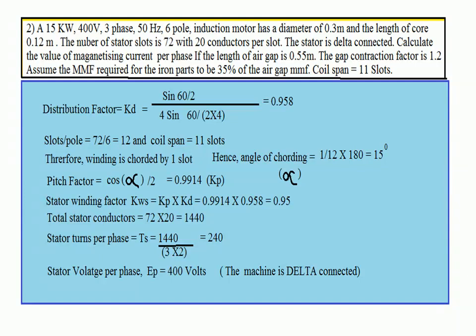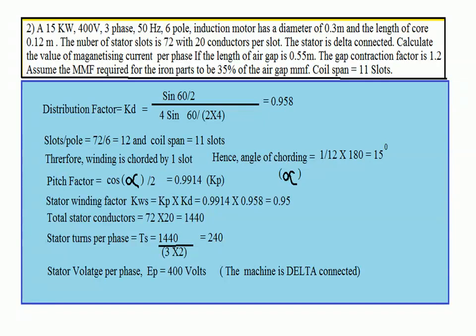Second problem, you have to calculate the distribution factor KD, using the formula sin(60/2) divided by Q sin(60/(2×Q)), where Q is 4, the number of slots per pole per phase. So slots per pole is 12. Coil span is given as 11 slots. Hence the winding is chorded by one slot. It is not a full pitch winding, it is chorded by one slot. Hence the pitch factor we are going to get is 0.99.